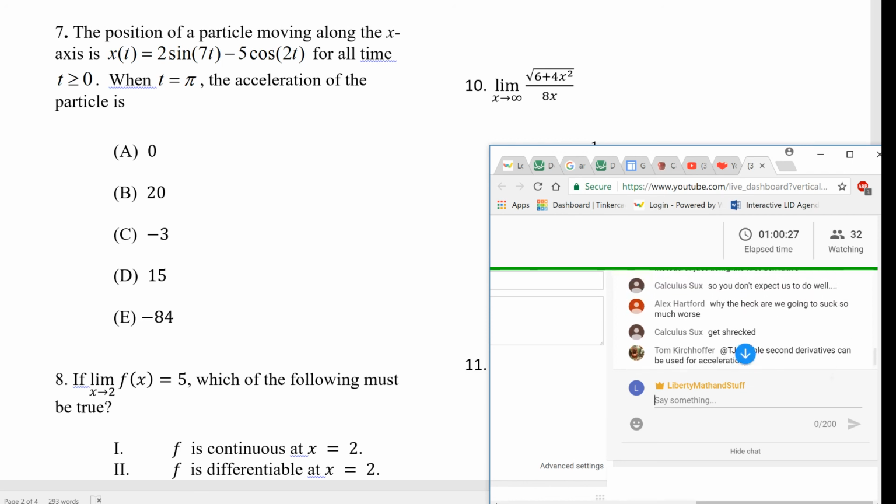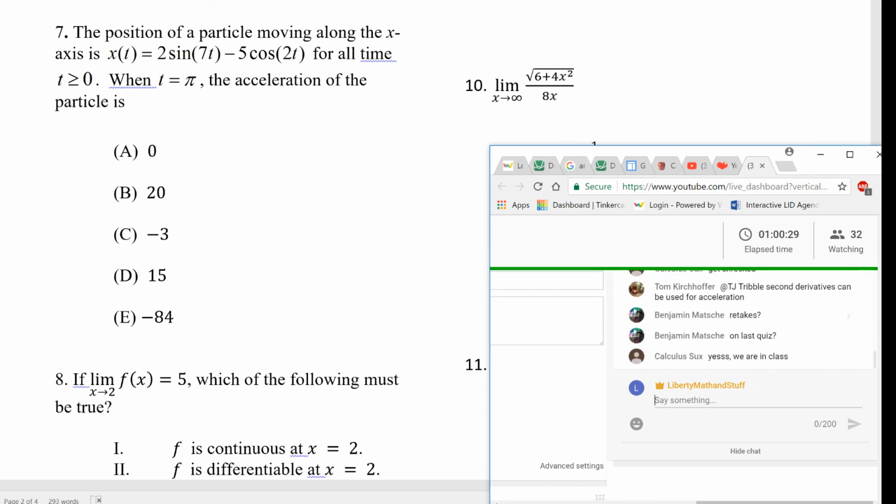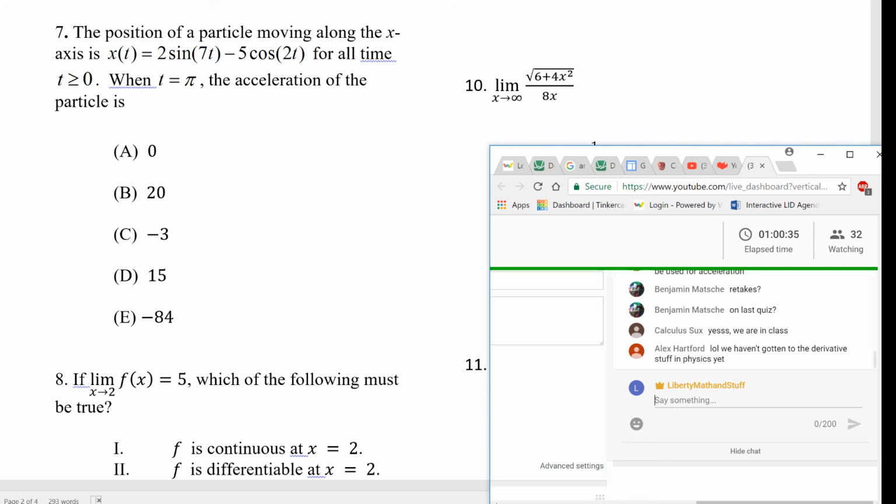Retakes on the last quiz. Let's see. We haven't gotten to the derivative stuff in physics. Yeah, you never will, because we don't have calculus-based physics at this school.